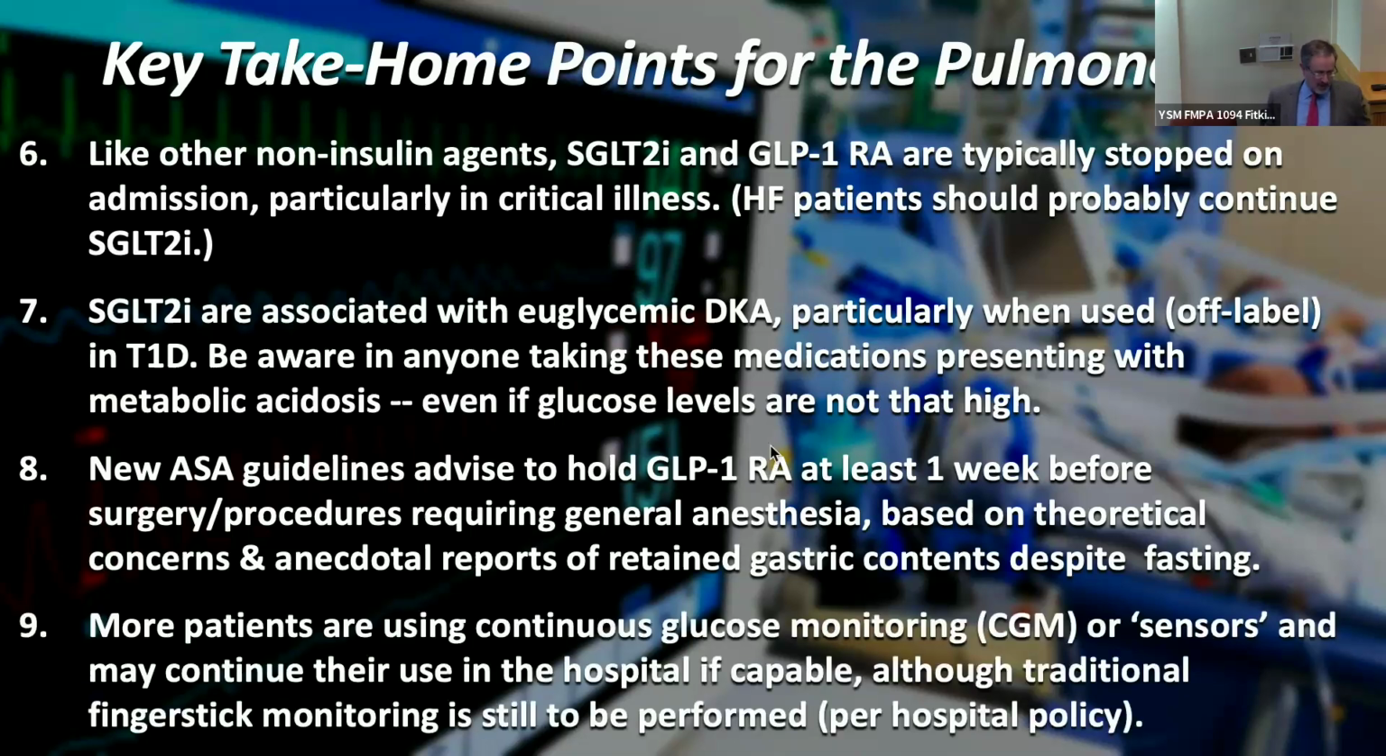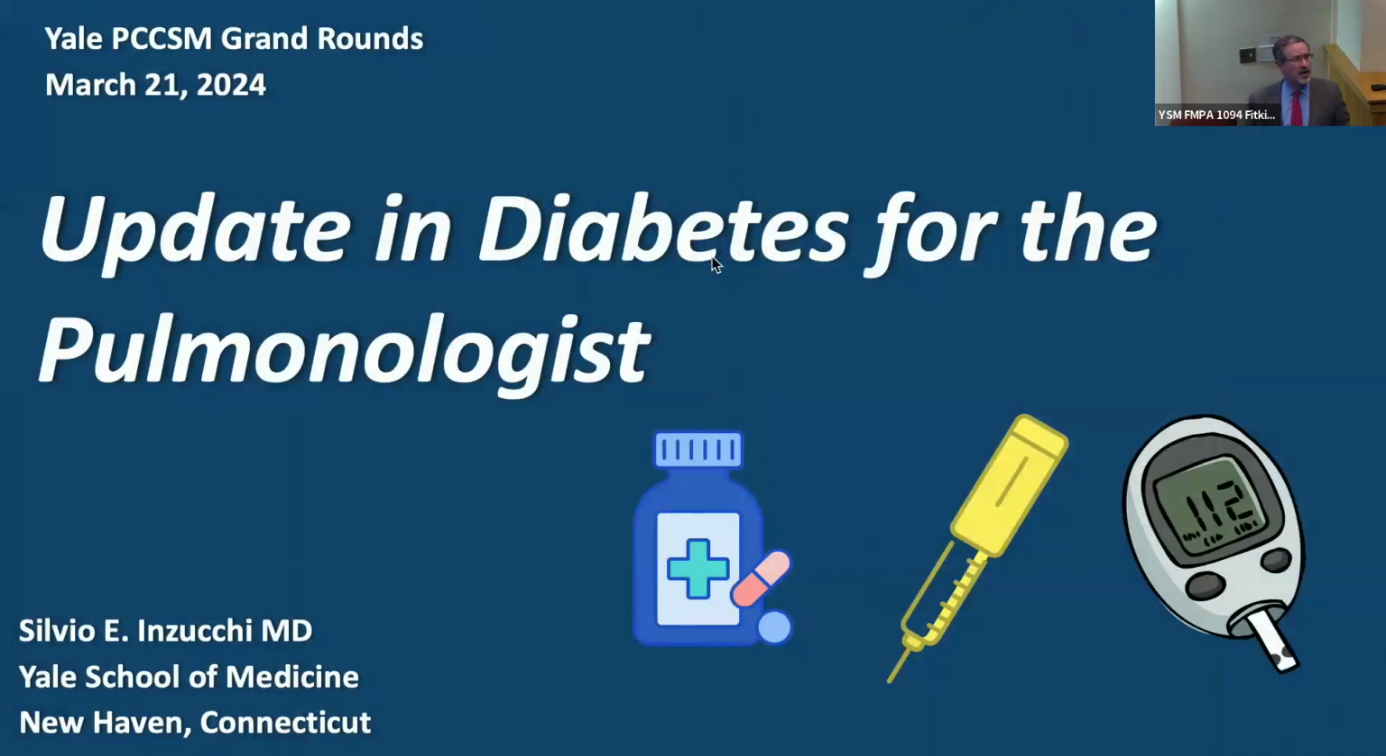And finally, we didn't address this fully, but I mentioned them. You'll see a lot of patients on these continuous glucose monitors. The Yale New Haven policy is to allow them to continue to use it, but we still check finger sticks for kind of medical-legal reasons, although they're supposed to share any concerns they have with the nursing staff if they see ominous trends in their glucose going up or down. And I think with that, I will stop and take questions.